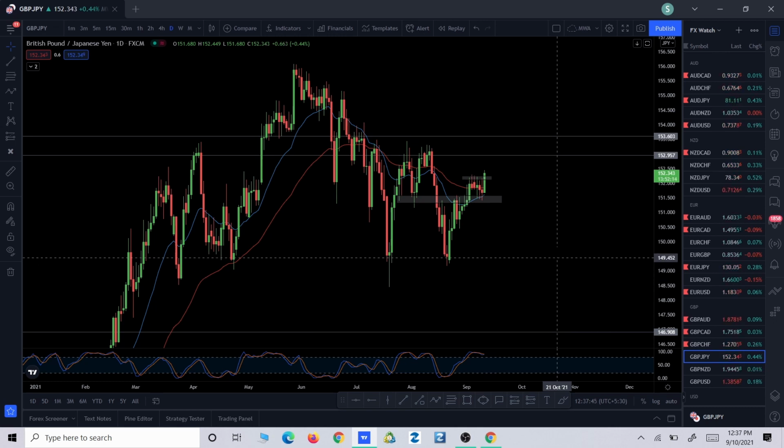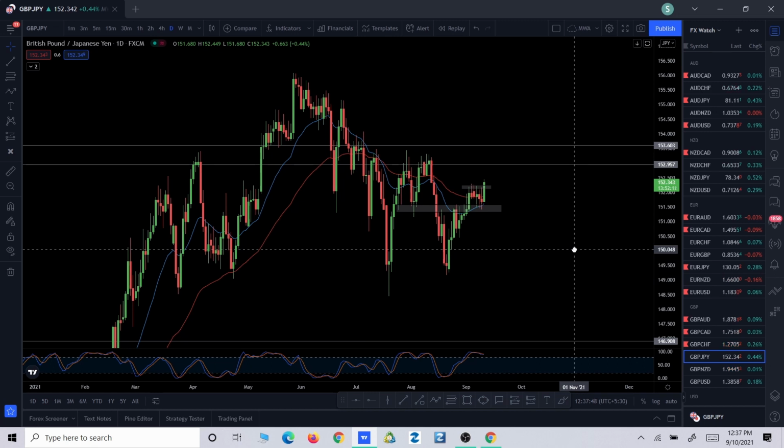So without wasting any time, let's get started. We will start from the higher time frame and subsequently go to the lower time frame. So first we will analyze the daily time frame, and then the 4-hour, and then the 1-hour. So let's start.